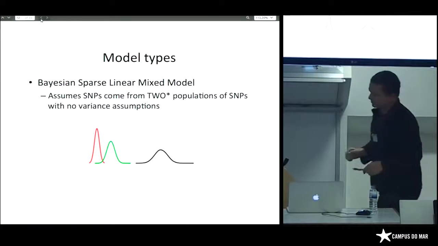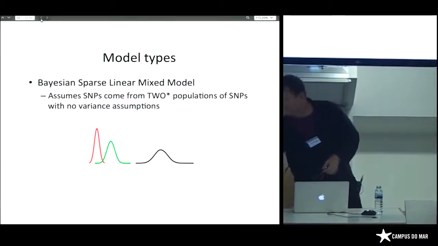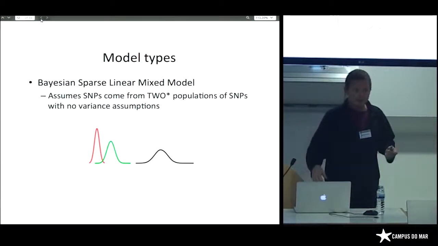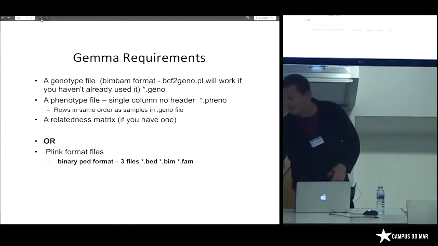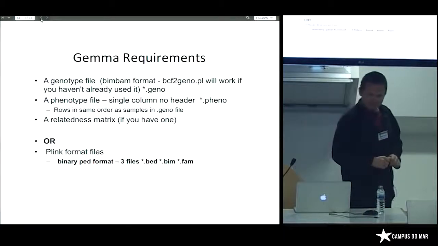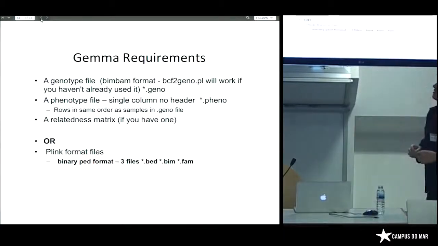Okay. So the Bayesian sparse linear model is a Bayesian process, so we're not actually dealing with exact things. We're approximating our phenotypes, our genotypes.